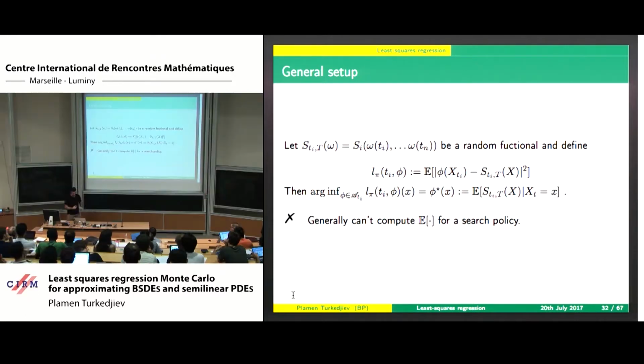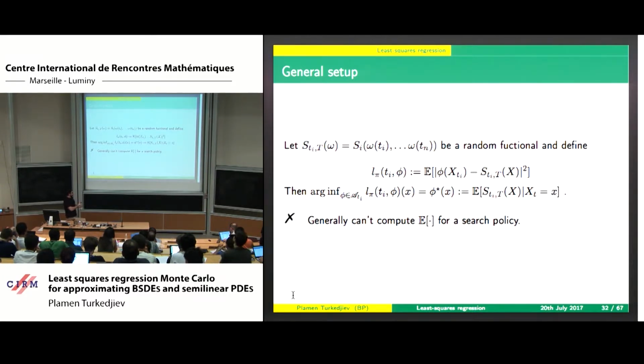So then I have a loss function, which is given by, basically, what I want to do is find the function phi, which is just a function of x, which minimizes this least squares error here. And in fact, we know what it is. It's just the conditional expectation of S, given that the process X_t is equal to little x at time t.